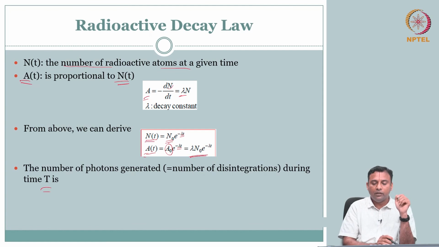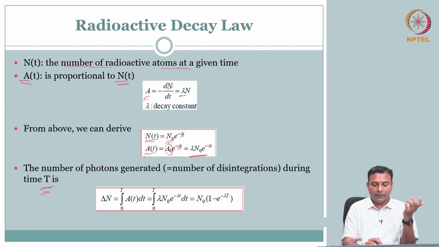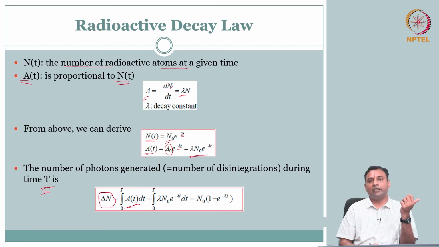Observe some time, radioactivity is the number of disintegrations per second. So I want to see the number of disintegrations over t. Just integrate the activity over the given time, which you call the number of photons that are generated, clear.